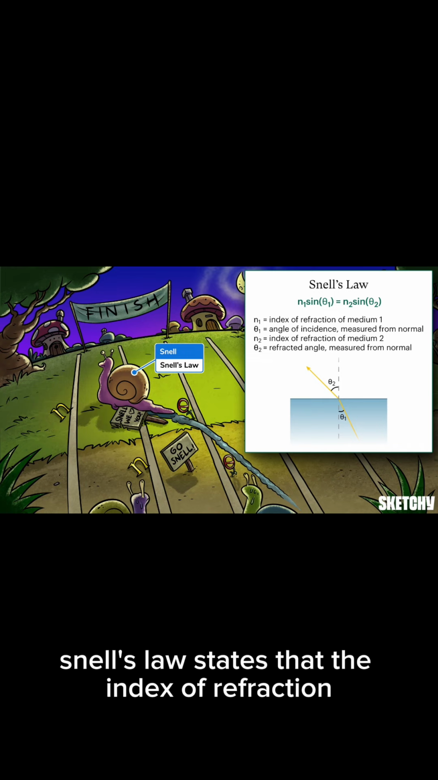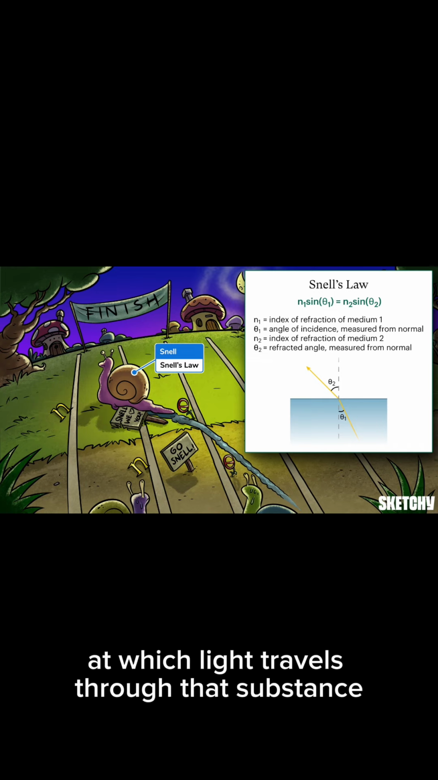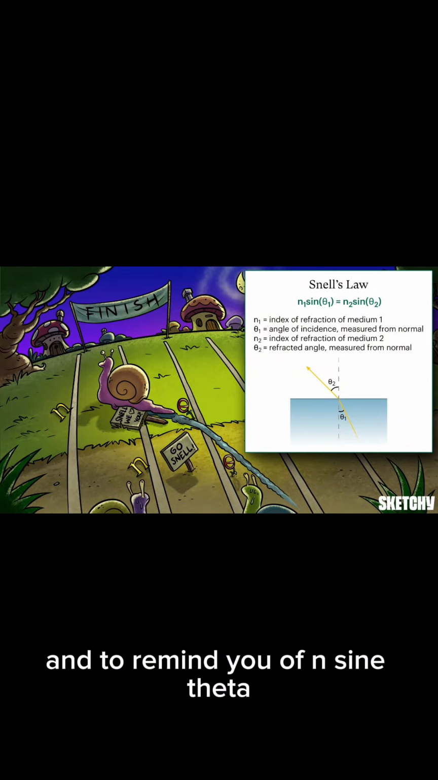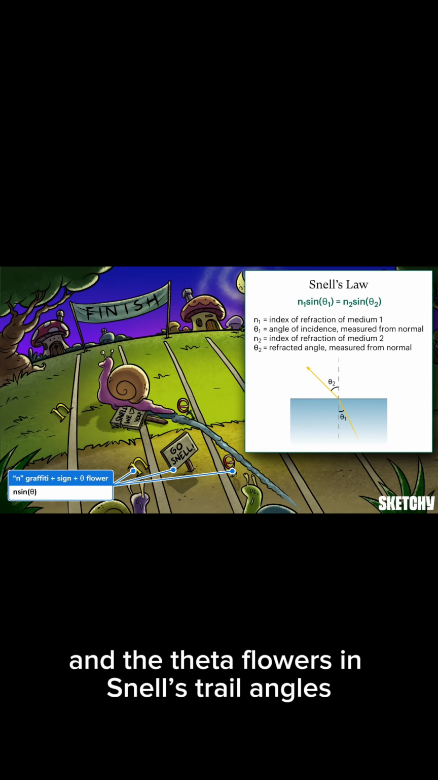Snell's law states that the index of refraction of substance, n1, times the sine of the angle at which light travels through that substance, theta1, is equal to n2 times sine theta2. And to remind you of n sine theta, Pesky Norbert tagged the race course with an n in front of those sines and the theta flowers in Snell's trail angles.